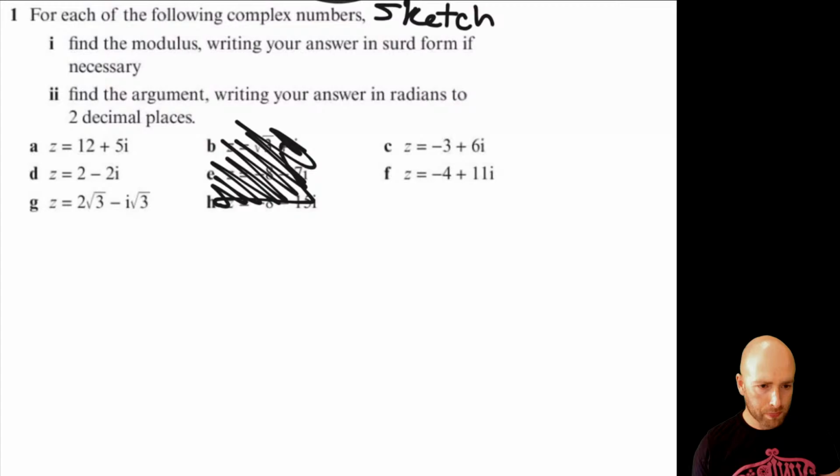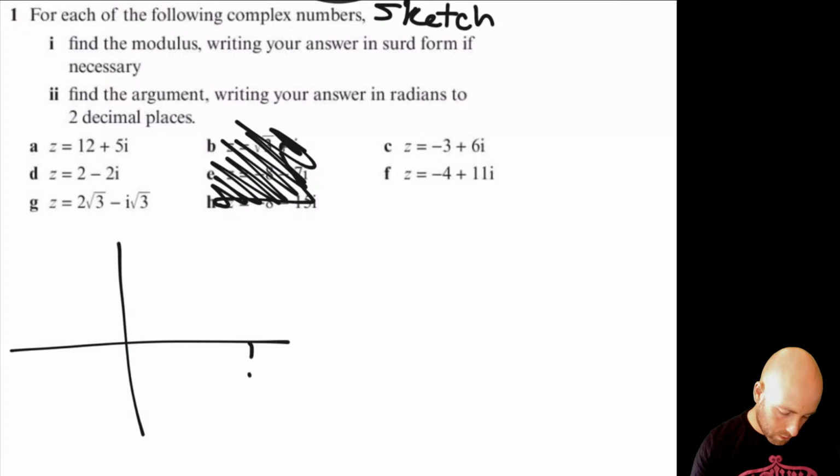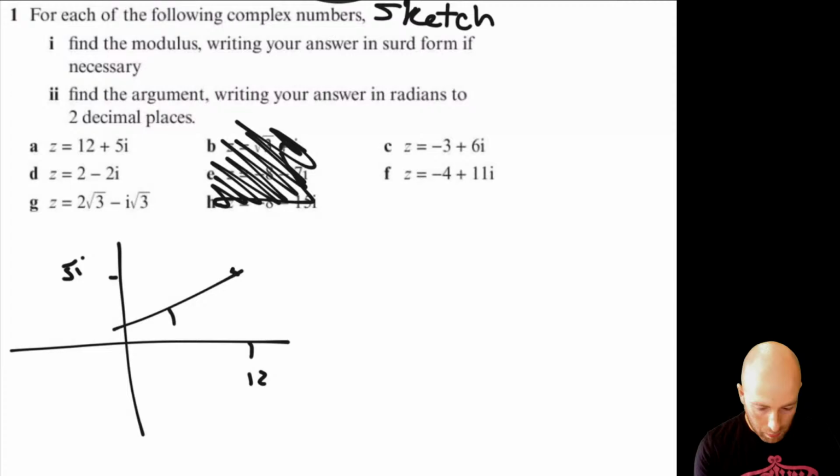So the first one, 12 plus 5i, this one should be pretty straightforward. Sketch it, 12, 5i, so it's going to just be whatever angle this is. So get your calculator ready. So 5 over 12 in the first case. So my argument is going to be 0.395. Modulus will be 12 squared plus 5 squared, square rooted, which I think is going to be 13.